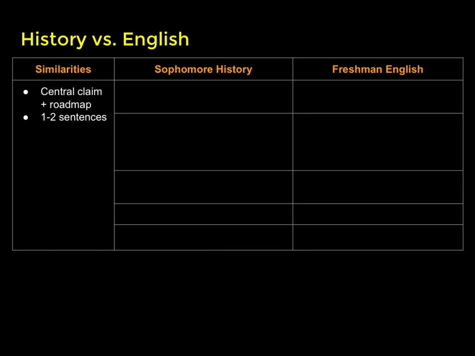So first of all, as far as the similarities go, the thesis must do the same thing in both essays. It needs to provide a central claim, meaning an argument, okay, and it must provide a roadmap or supporting points to tell your reader where your essay is headed. It is also 1 to 2 sentences in both history and English essays, and in both cases it goes in the last couple of sentences at the end of the introduction.